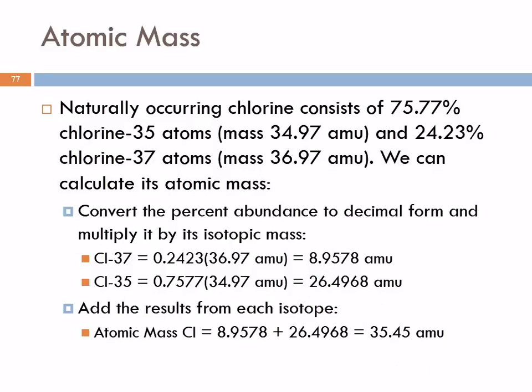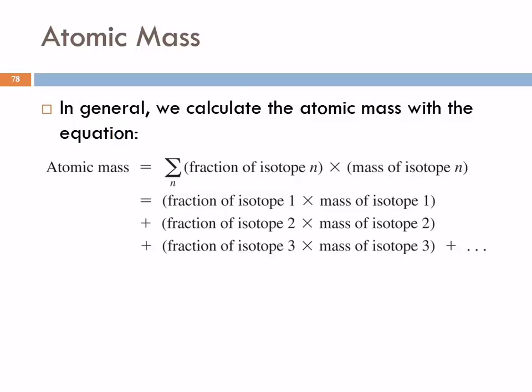We can't do a simple average, just add them together and divide by 2, because it's not 50-50 of each. There's more of the chlorine-35 than there is of the chlorine-37, so the average mass is going to be closer to 35 than to 37. So this is a more math way of describing this. The atomic mass is the sum of, for n different isotopes, the fraction of isotope n times the mass of isotope n. And you add each of those together, however many you have.